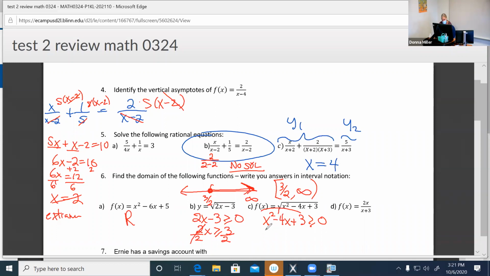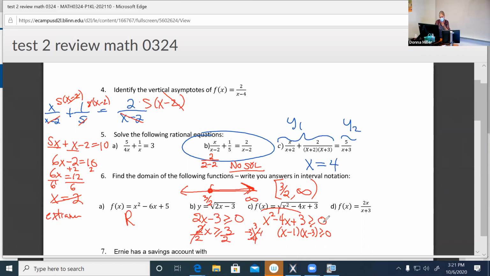Factors of 3 that add to -4 would be what? -3 and -1. Good. So this factor is x minus 1 and x minus 3, right? So it equals 0 at 1 and 3. Those are the places where it equals 0.